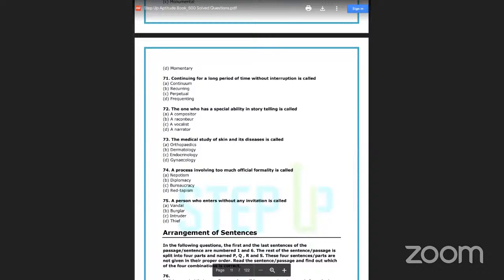Okay, bureaucracy. Red tapeism. An official law that seems Red tapeism.